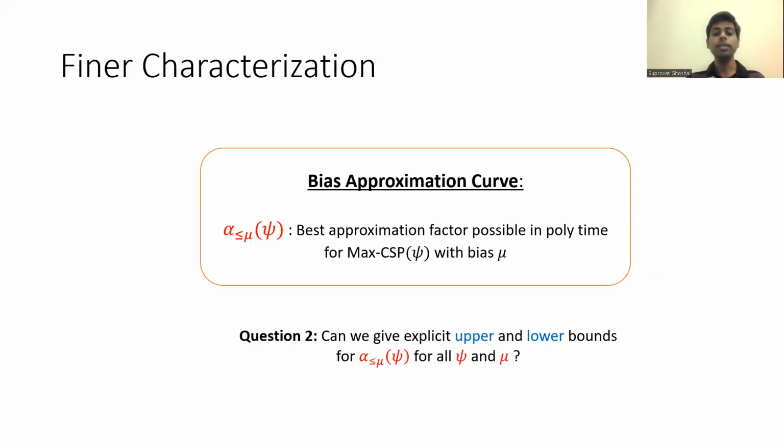And the hope is that we would be able to give explicit upper and lower bounds for the bias approximation curve as a function of the predicate and the choice of the bias parameter mu. Here, upper bounds would mean approximation guarantees, lower bounds would mean hardness of approximation guarantees, and the best case would be that we'd have matching upper and lower bounds. And these are actually the questions that we answer in this work. We make substantial progress towards answering these questions.